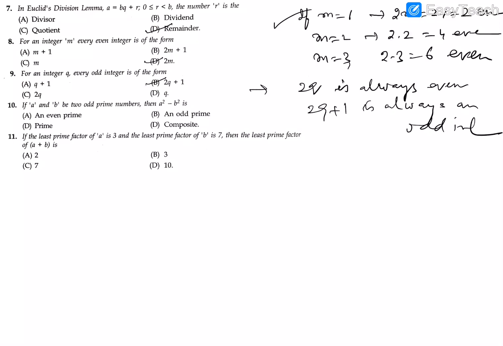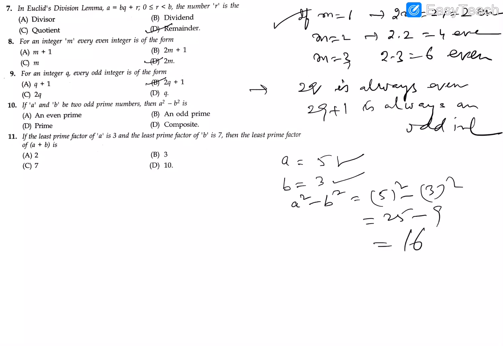Question number 10. If a and b be two odd prime numbers, let us suppose that a is equal to 5, b is equal to 3. These are two odd as well as prime numbers. Look at the example, a square minus b square, which is 5 square minus 3 square, that is 25 minus 9, which is 16. If a and b be two odd primes, then a square minus b square is composite. So our option D is correct.